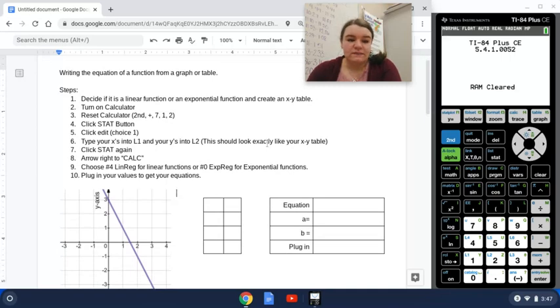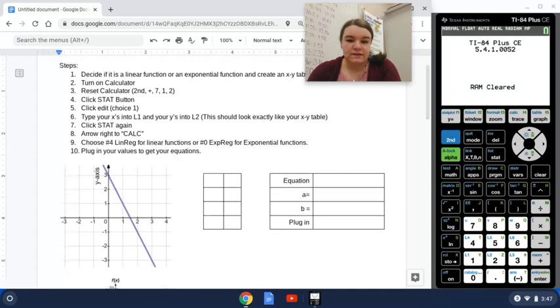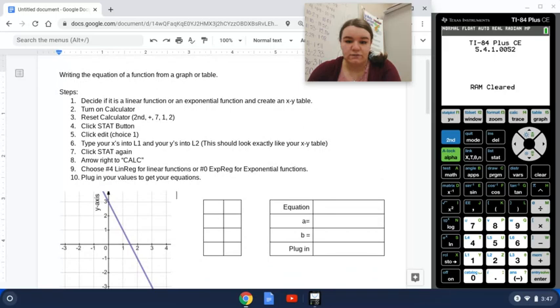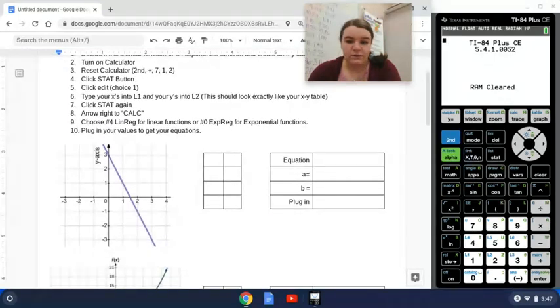So our first step is to decide if it's a linear function or exponential function, and then create an XY table. So we're going to do that with this first example here. We're going to make an XY table. So you don't need to write every single point that's on this line. You can just pick a few. So immediately I see the point 0, 3, so I'll choose that one. And then I also see the point 1, 1. I'm just picking the nice points.